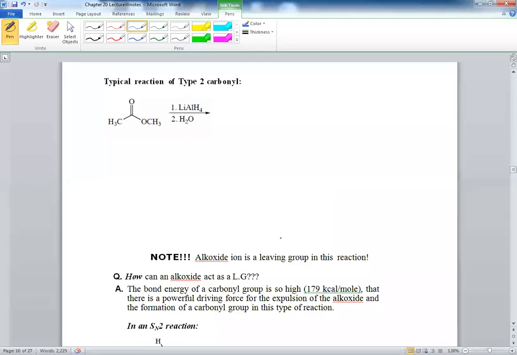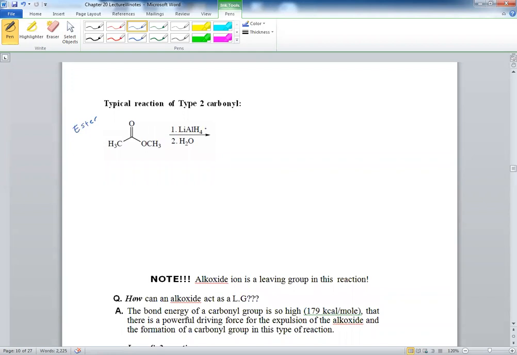So for the typical reaction of type 2 carbonyl, we're using an ester here. This is an ester. In the reduction reaction, using lithium aluminum hydride, of course, followed by water. Remember, notice these are two steps. You can't mix water and lithium aluminum hydride all in one round bottom flask. That's going to lead to an explosion, a violent reaction.